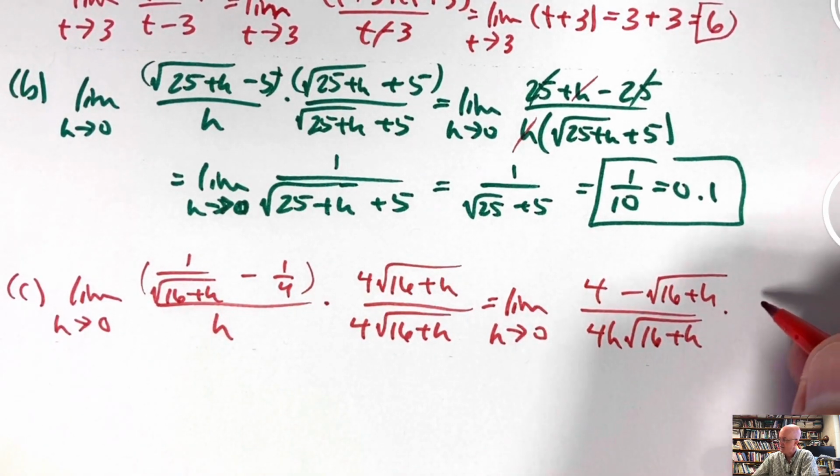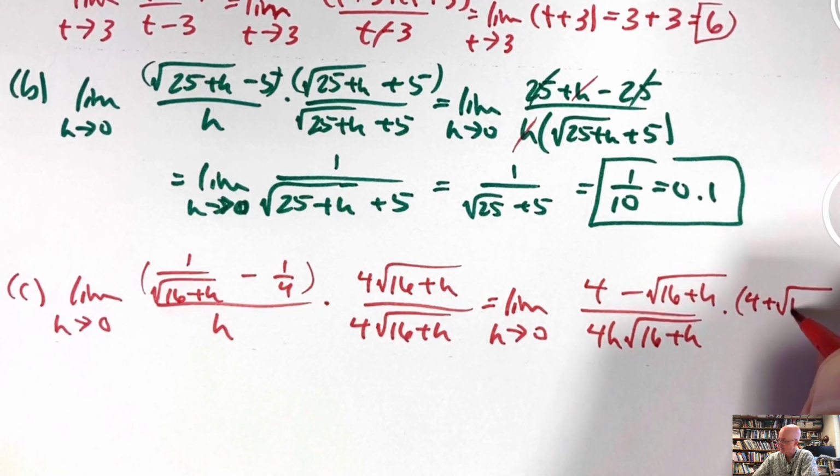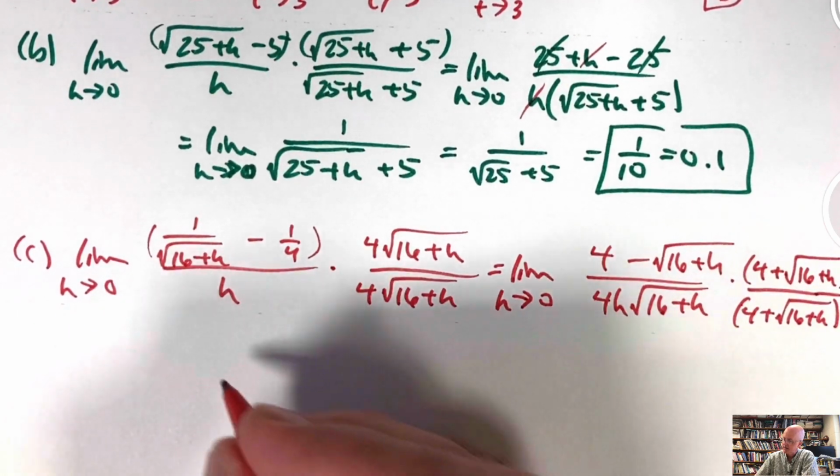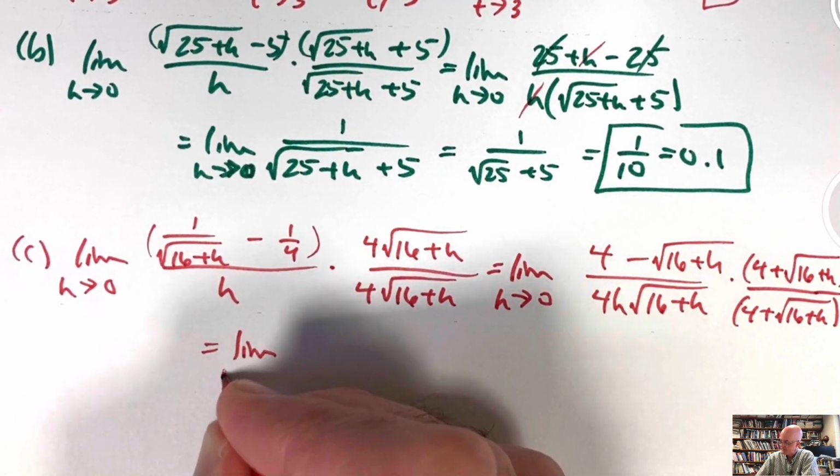Now do your rationalizing. Multiply the top and the bottom by 4 plus the square root of 16 plus h. Do it to the top, I've got to do it to the bottom. Again, the bottom's going to look pretty complicated, but this is going to give us the right answer in the end.